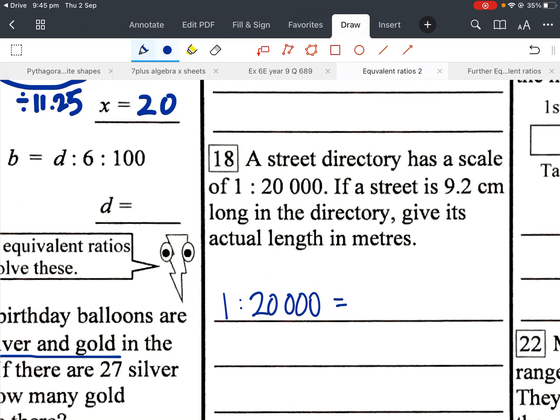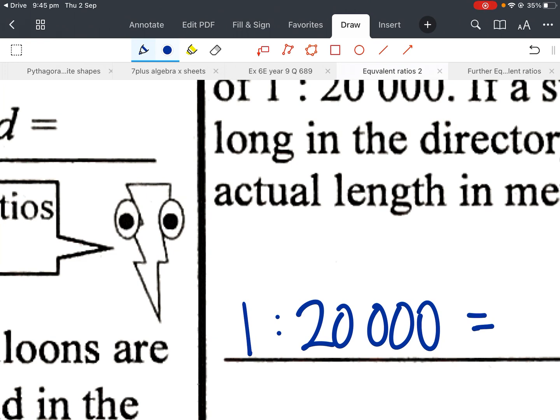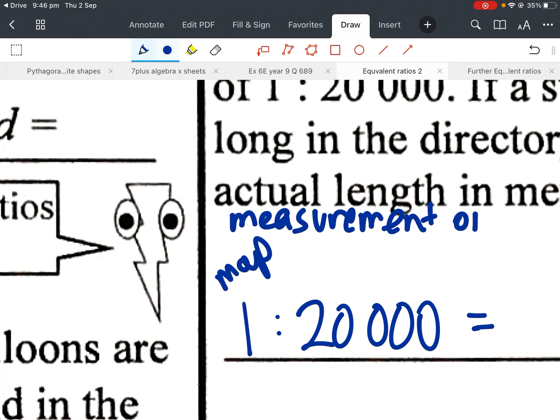So you need to know that the smaller number stands for the measurement on the map. So I'll write measurement on, so that one stands for the measurement on the map. And this number here stands for the measurement in real life. If you're standing on the road and looking at the road, what would the actual measurement be?